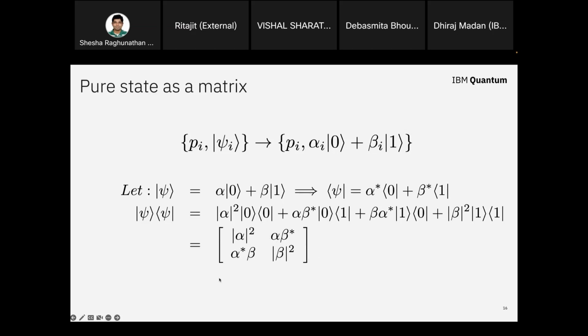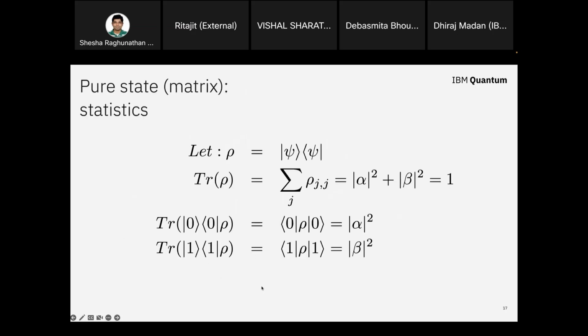So I do have this representation. I get the math, I get the matrix, which is great. But what does it mean? All it means is you need to check the statistics. Do I get the right statistics or not?